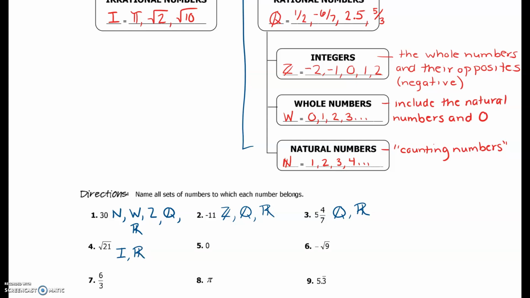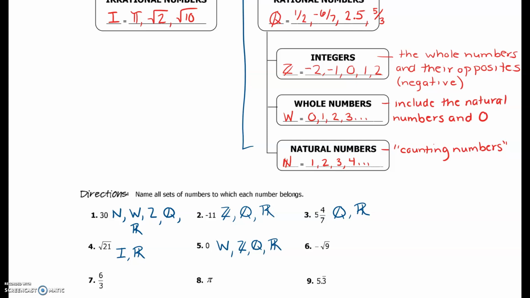For number 5, we have similar idea. We have that number 0. Well, think about where we first put 0. It went into that whole number group, which means it belongs to the integers, it belongs to the rational numbers, and it belongs to the real numbers as well.